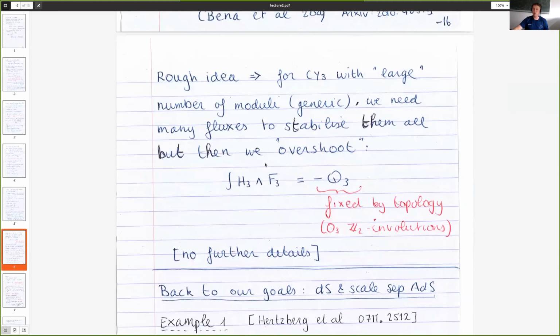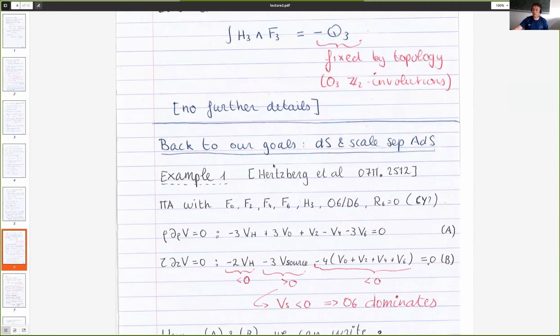Now let me get back to our goal, which was de Sitter space and scale-separated AdS vacua. And instead of doing an exhaustive analysis, I will give you a few famous, very simple examples. So this one is based on a paper from 2007 from Hertzberg et al. And they said the following: you know what, type 2B is a little restrictive because there is F3 flux, there is H3 flux, but there is not more.